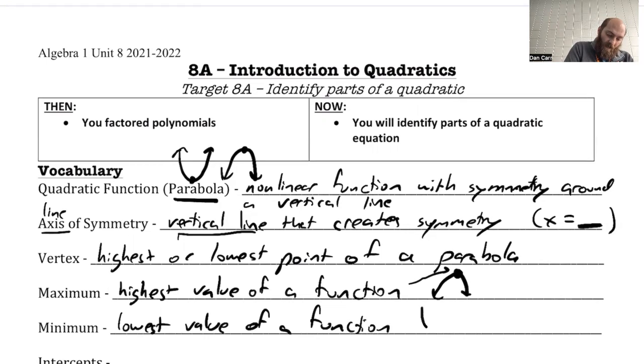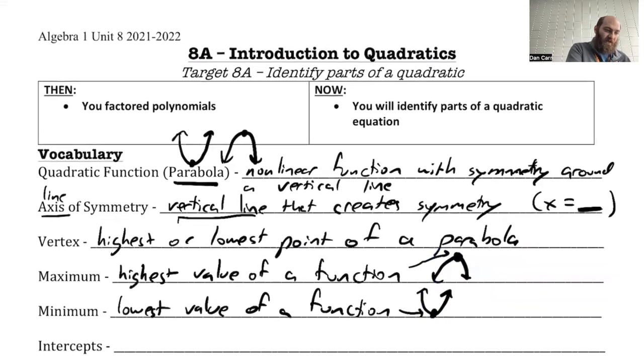Okay, this happens when my parabola does this. So my vertex right there is my lowest value. So if it opens this way, it has a maximum because it's the highest point it reaches and then it comes back down. This is a lowest point and then it comes back up. So that's a maximum versus minimum. They're both related to the vertex, but just make sure you understand the difference.